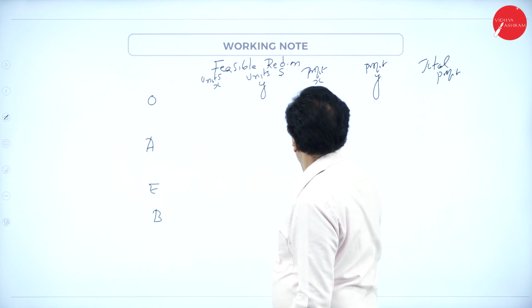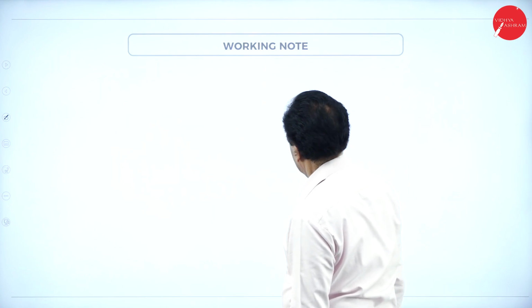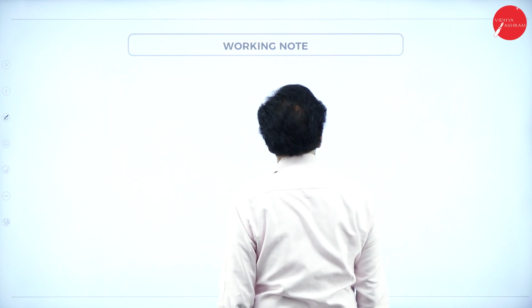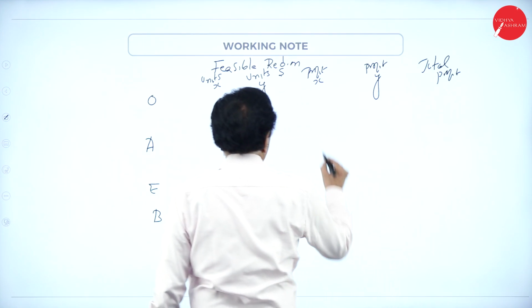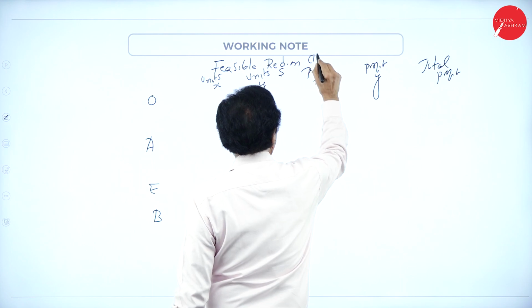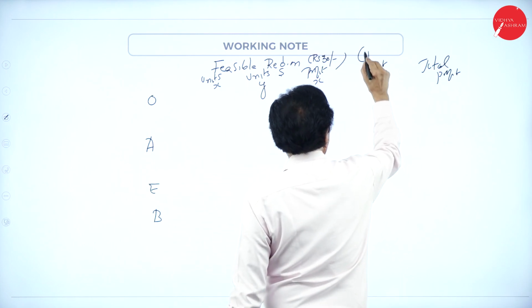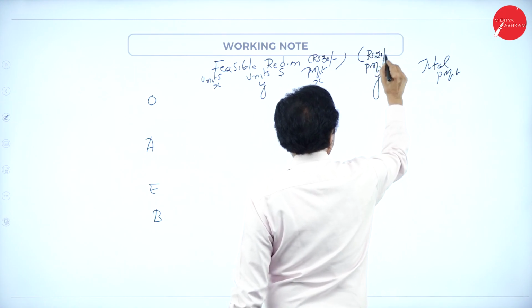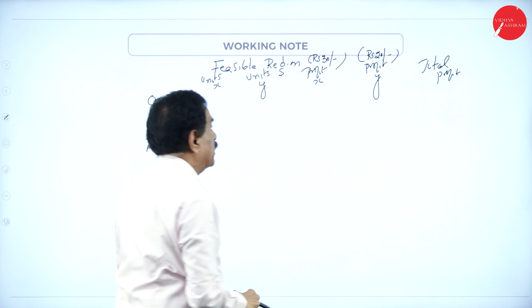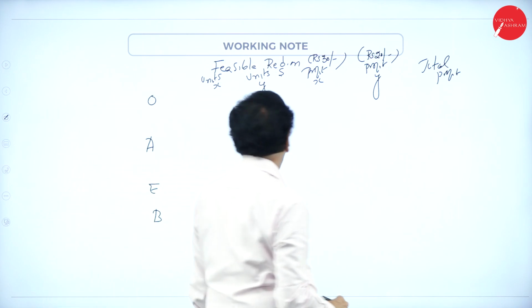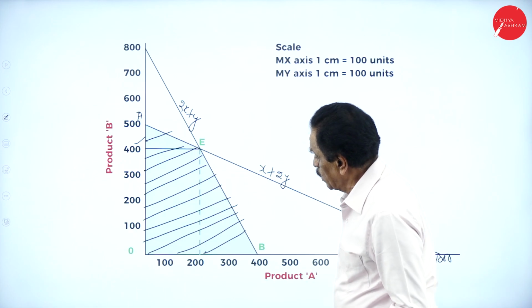So X units, Y units, profit of X. Your maximum profit of X is 30, Y is 20. This is 30. This is 20. Maximum profit of X is 30. Maximum profit of Y is 20. Total profit at the point O is 0.